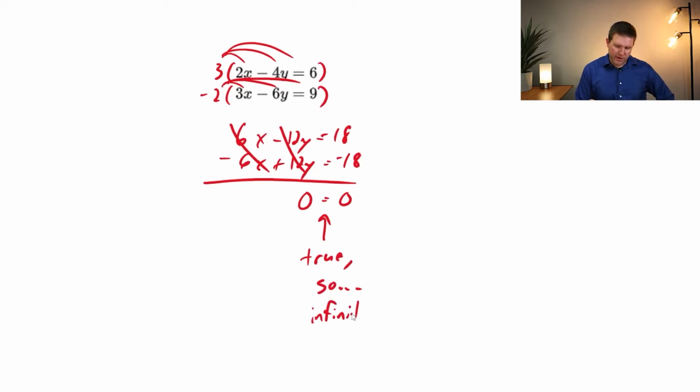So, regardless of what x and y are, the equation always makes sense. So it doesn't even matter what x and y are. So we have infinite solutions. That's the whole idea here.